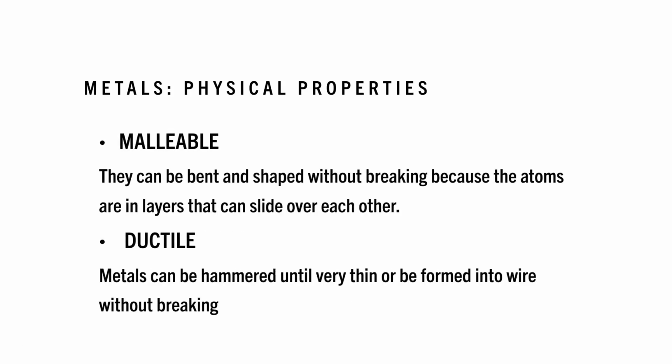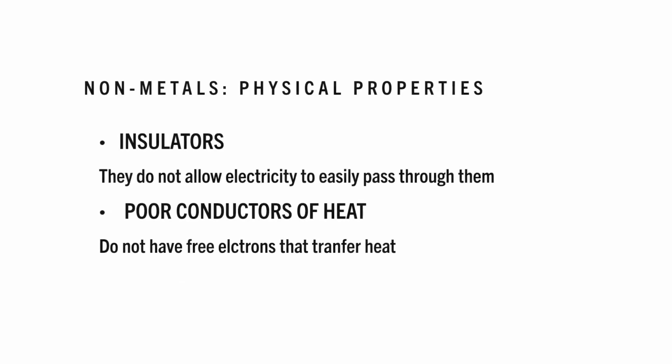And the last two are that they're malleable and ductile. This means that in the case of being malleable, they can be bent and shaped without breaking because the atoms are in layers that allow them to slide over each other so they don't break. Ductile suggests that they can be hammered very thinly or formed into the copper wires I was talking about earlier without being broken. Now let's look at the physical properties of non-metals.